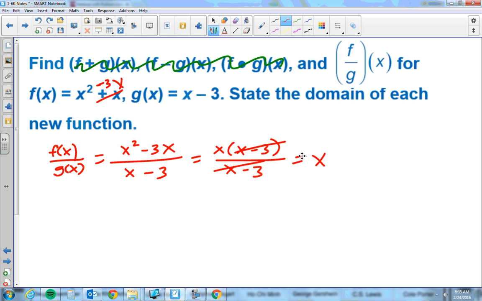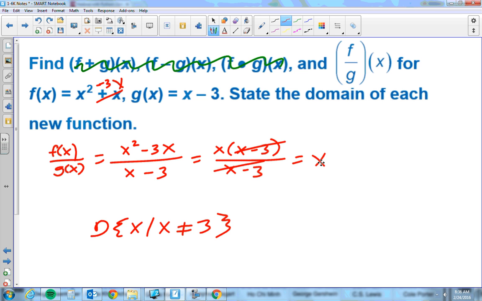What's the domain of this? Come on, what's the domain of that function? Everything except for... What's the domain of this? Everything, which means it's wrong. This is clearly the answer. We're supposed to do f over g. This is f over g. This is the answer. It's just not simplified. But our simplified answer should match, shouldn't it?